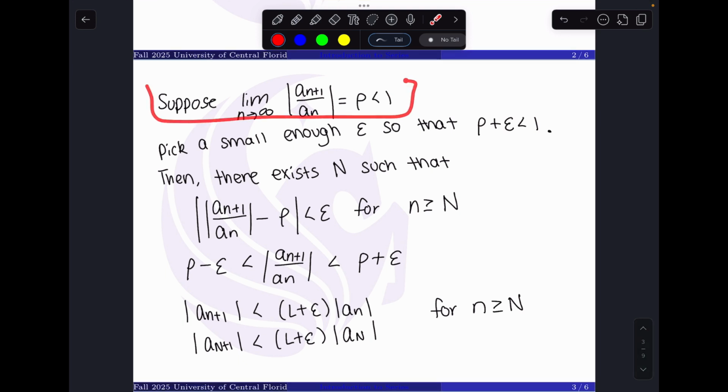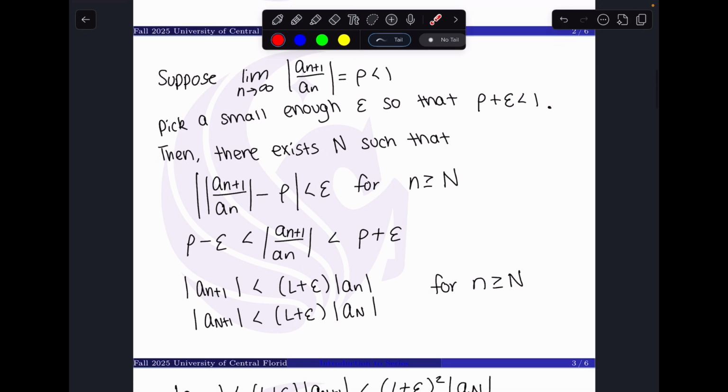All right, so we have our assumption here. We're going to start by picking a small enough number, and we're going to call it epsilon, such that rho plus epsilon is less than 1. So whatever rho comes out to, we know it's less than 1, maybe it's 0.5. We're going to pick an epsilon small enough that when we add it to 0.5, we get something less than 1.